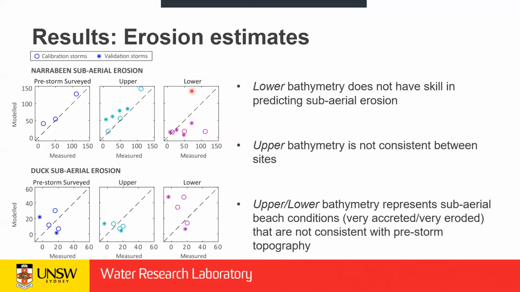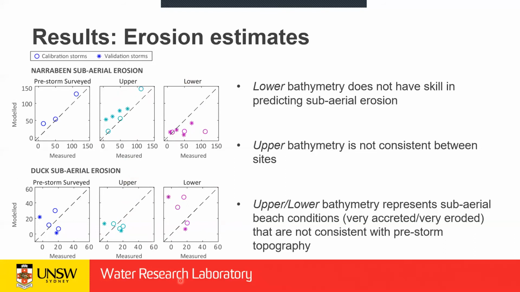With the lower and the upper bathy, though, we see that the lower bathy doesn't have any skill in predicting subaerial erosion at either site, whereas the upper bathy at Narrabeen over predicts the erosion, but at Duck, it predicts the magnitude quite accurately. And the reason for this lack of skill in the lower bathymetry and the inconsistency between sites in the upper bathy is because the upper and the lower bathys represent extreme conditions of the subaerial beach. So extremely accreted or extremely eroded subaerial beach conditions.